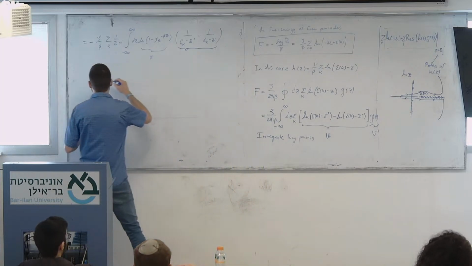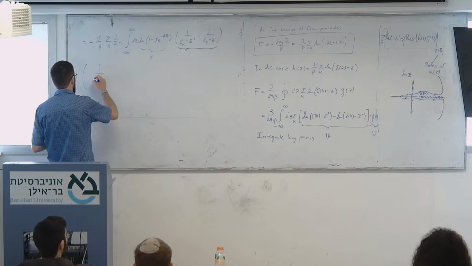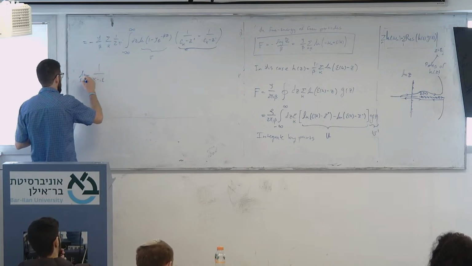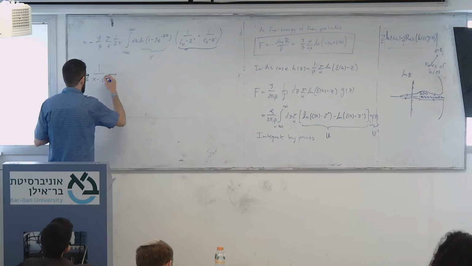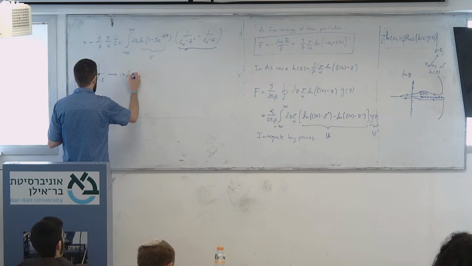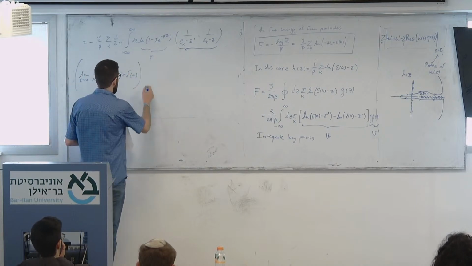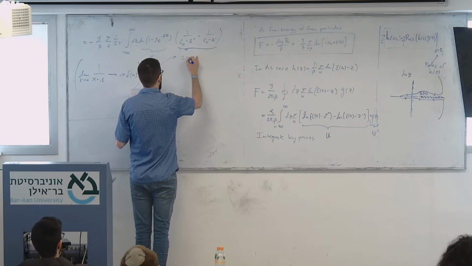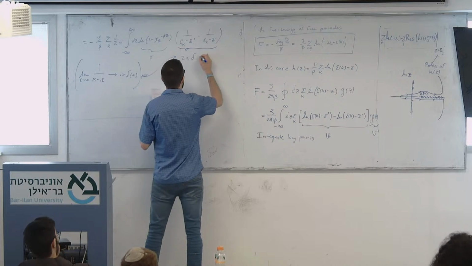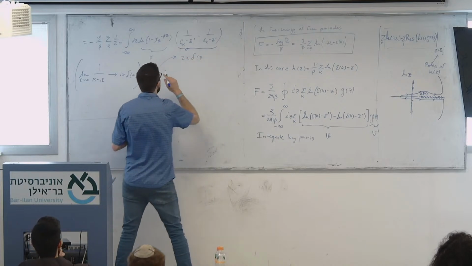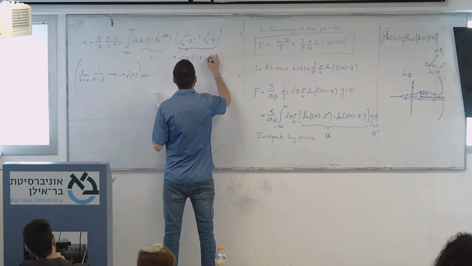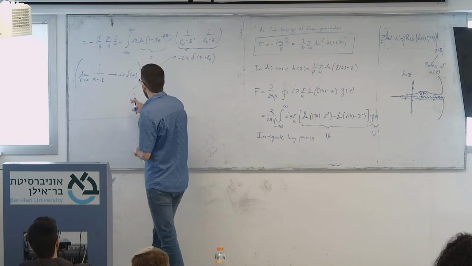Here I'm going to use the fact that 1 over x minus i epsilon, in the limit of epsilon going to 0, becomes i pi delta of x. So I'm going to use that, and then this becomes 2 pi i delta of z. Sorry, this is with a minus. This is probably my minus. 2 pi i delta of z minus epsilon k.